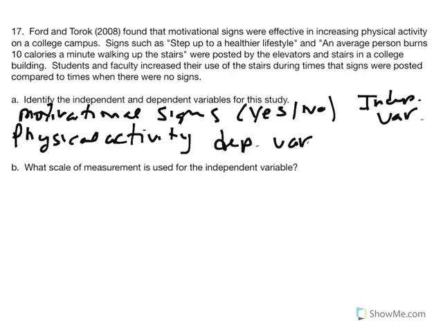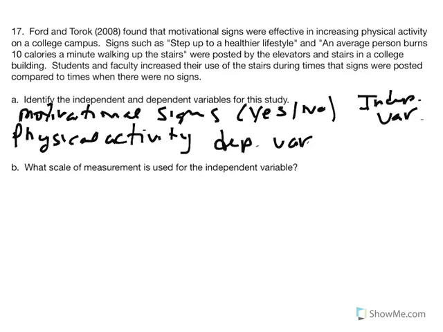How does posting a motivational sign, such as "step up to a healthier lifestyle," or the phrase "an average person burns 10 calories a minute walking up the stairs," motivate individuals to increase their physical activity? So the researcher is interested in the presence of those motivational signs versus the absence of those signs. So again, we have a true experiment. We're going to measure physical activity when the signs are present. We're going to measure physical activity when the signs are not present. Okay, so we've identified the independent and dependent variable.